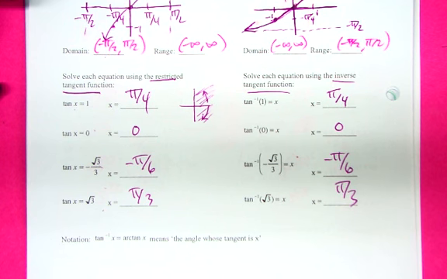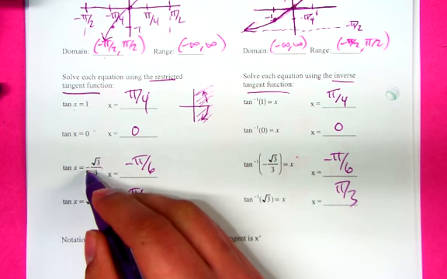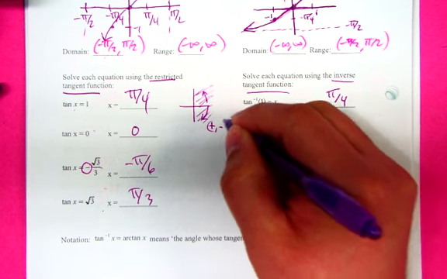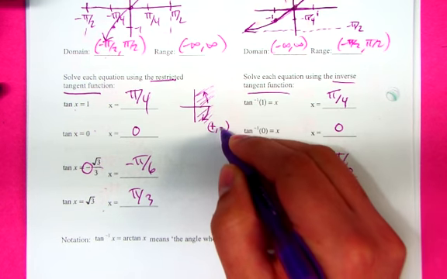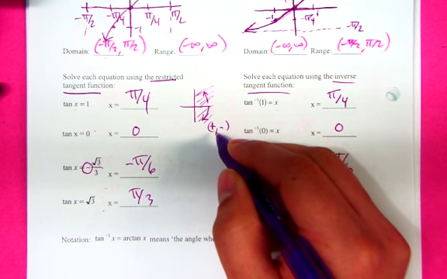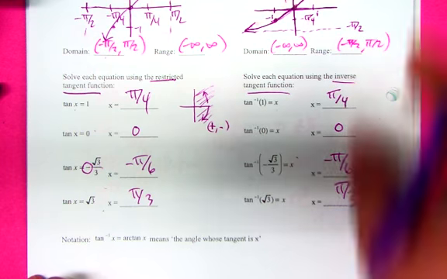Yep. So why is it negative pi over 6? Because the tangent value is negative. And in the fourth quadrant, the coordinates are positive, negative, so that's the only time that it would be a negative tangent. Does that make sense? Okay. All right. Turn the page.